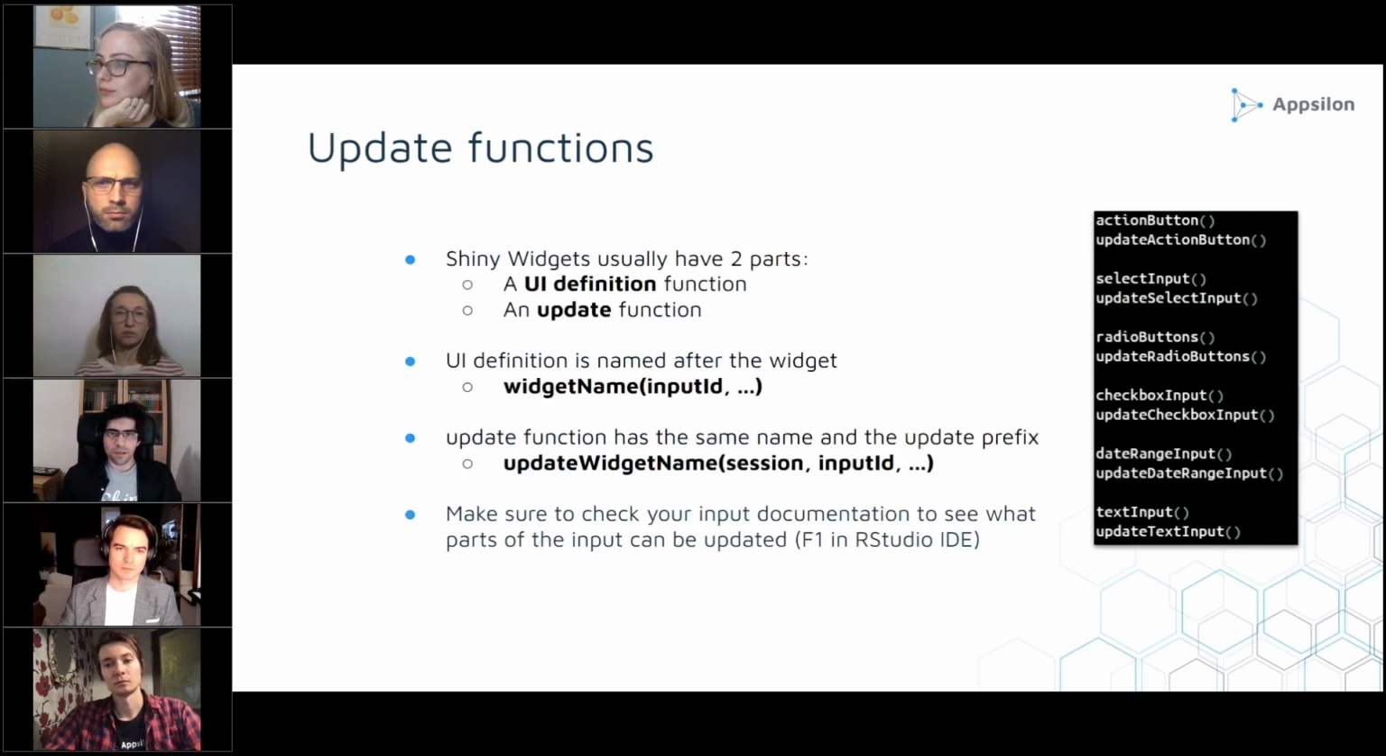When it comes to update functions, these are present in most Shiny widgets out of the box. So if you're using even just base Shiny, any kind of input that you create probably has a corresponding update function. Action buttons always have an update action button. Select inputs always have an update select input. And you can see that there's a bit of a standard where the update function is always the name of the UI definition of the widget with the prefix update.